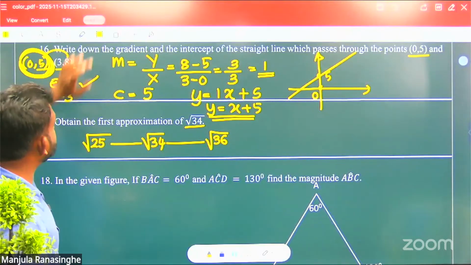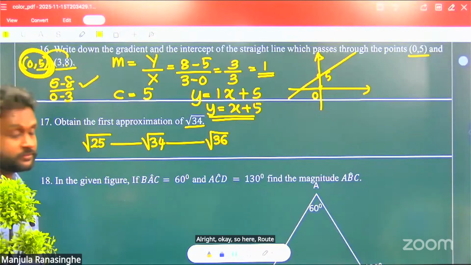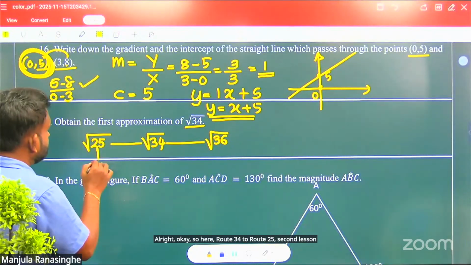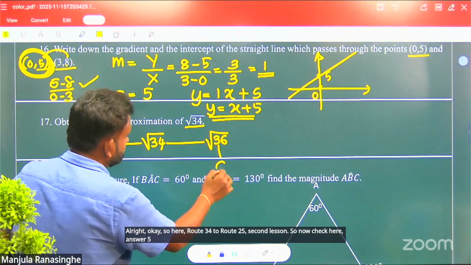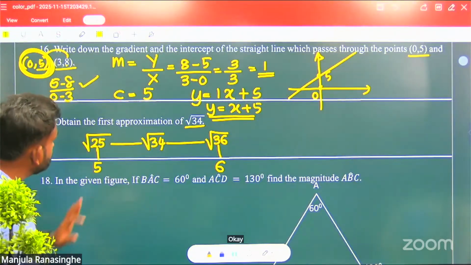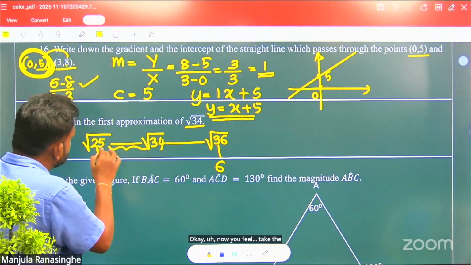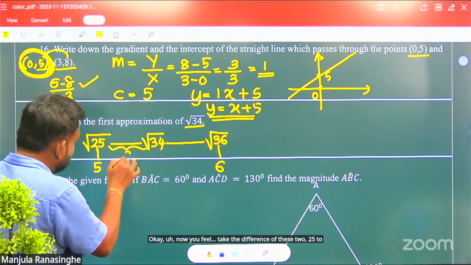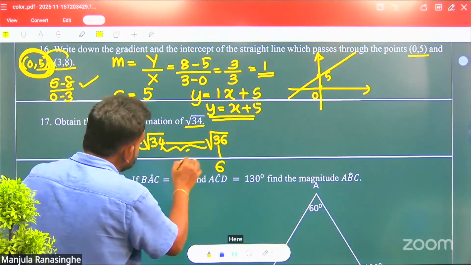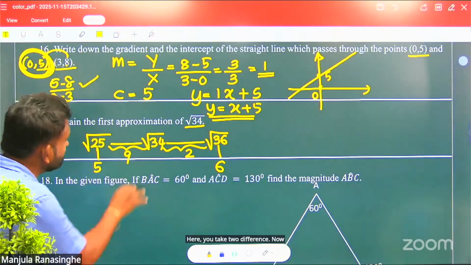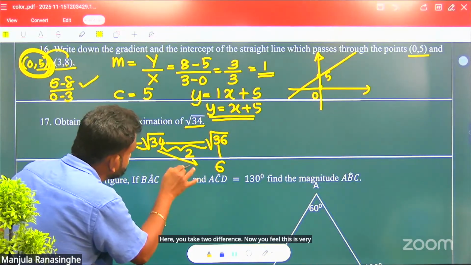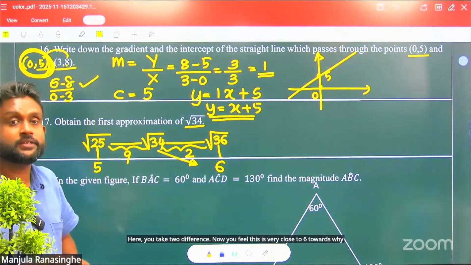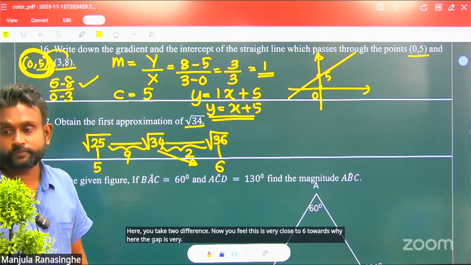Right. Okay. So here root 34 to root 25, second lesson. So now check here answer 5, here answer 6. Now take the difference of these two: 25 to 34 you take 9 difference, here you take 2 difference. Now you feel this is very closer to 6. Why? Here the gap is very lower, that is 2.